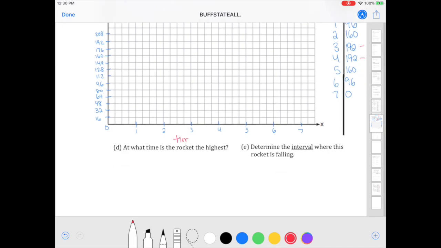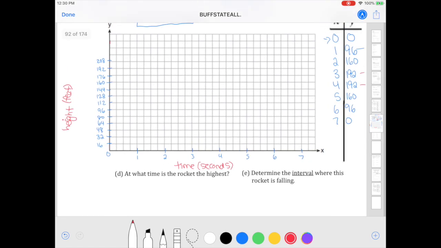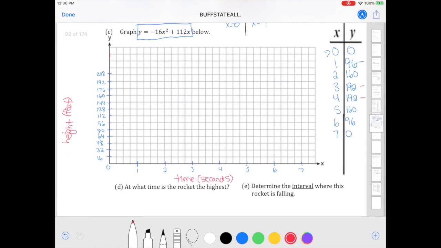Okay, remember, this is your time in seconds, and this is your height in feet. Just to put some perspective to the graph and what's going on here. So if you need more time to scale your axes, pause the video. I'm going to walk you through actually plotting these points now.